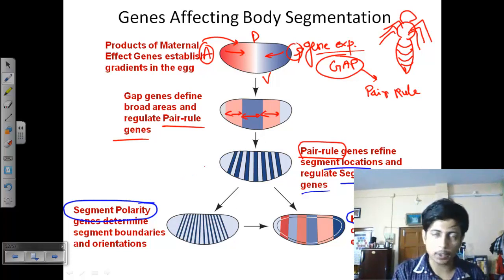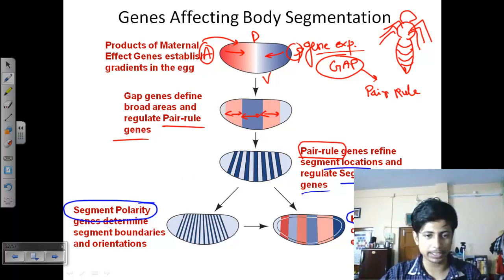So once the segment polarity gene determines that this is the boundary, this blue line is the boundary for that gene, homeotic genes determine that this section is going to be a part of the thorax and it will be the portion where the wings will be attached, and then they'll bring it to that kind of shape as the Drosophila morphogenesis goes by. So it begins with the maternal effect genes.